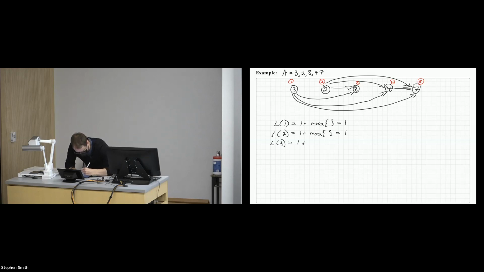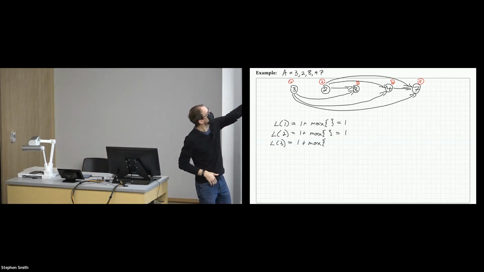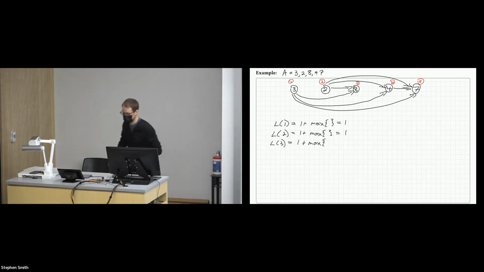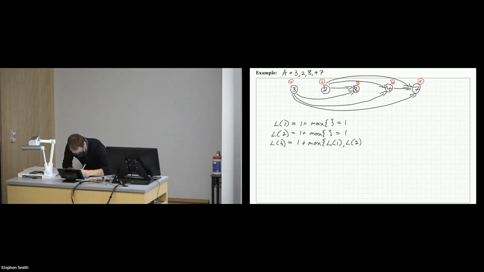L3 is 1 plus... So L3 denotes the third vertex, which is the 8. 8 has an incoming edge from 2, the second vertex, and from the first vertex. So it's going to be 1 plus the max of L1 and L2. Both of those are 1. So we get a solution of 2.